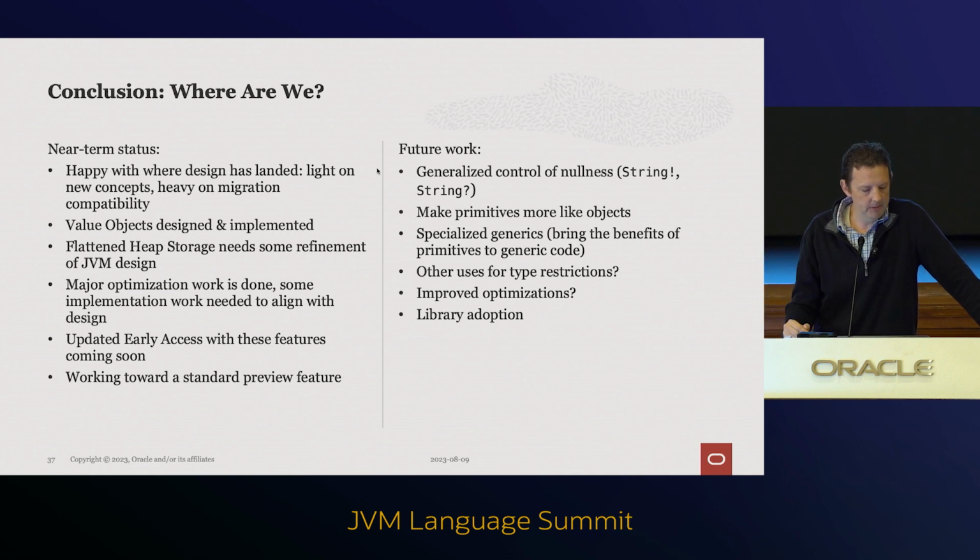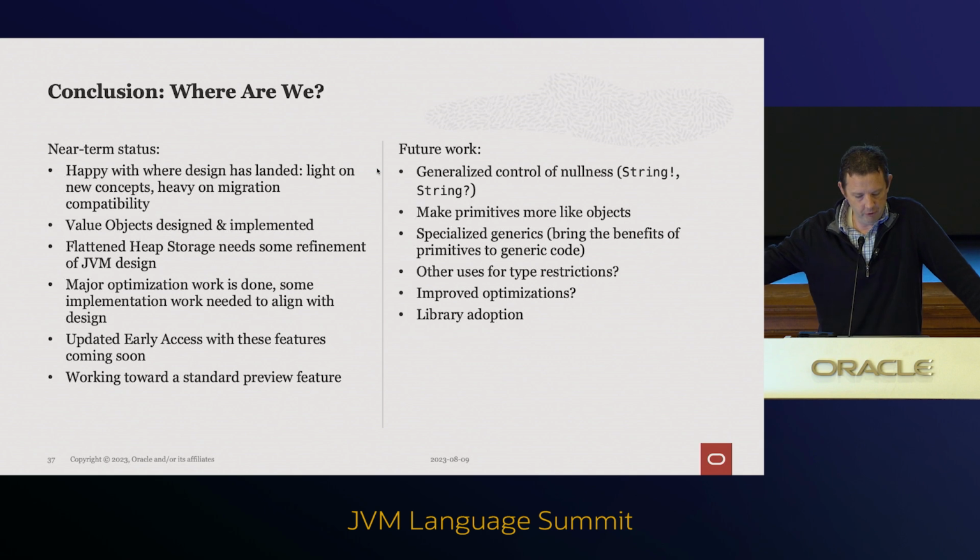Value objects are designed and implemented. The flattened heap storage piece needs a little more design, as you saw there on the slide, at the JVM level. So we're working through those details. Like I mentioned, the major optimization work has been done for quite some time. There's some implementation work in the VM needed to align with wherever the class file format ends up and make sure the interface into those optimizations is supported. We expect to have an early access release with these features this iteration coming soon, and we're working towards a standard preview feature with those two things.